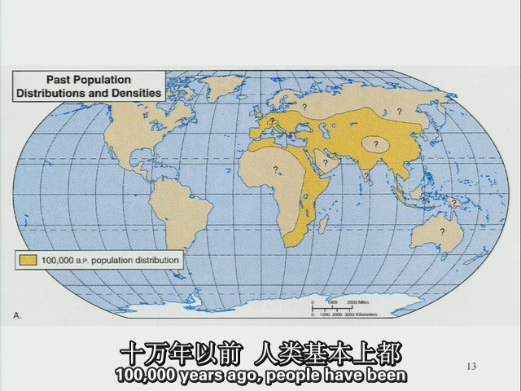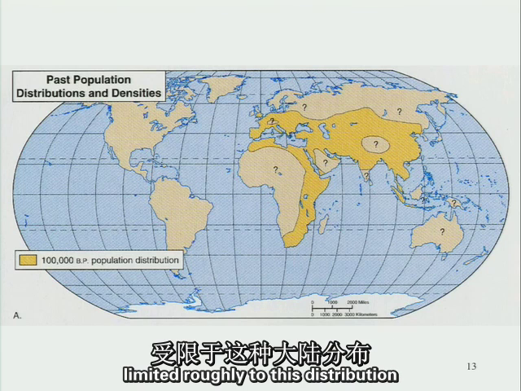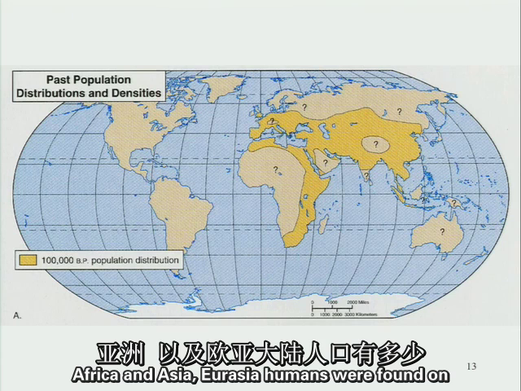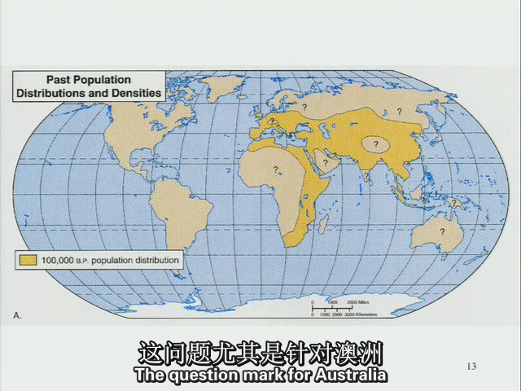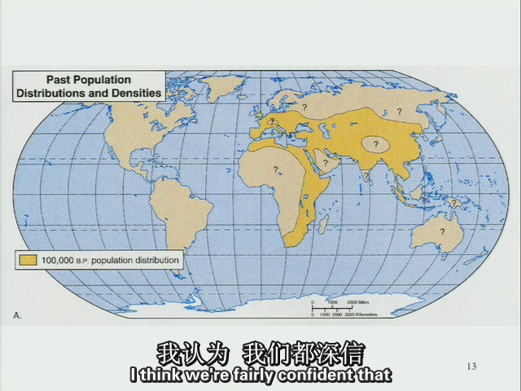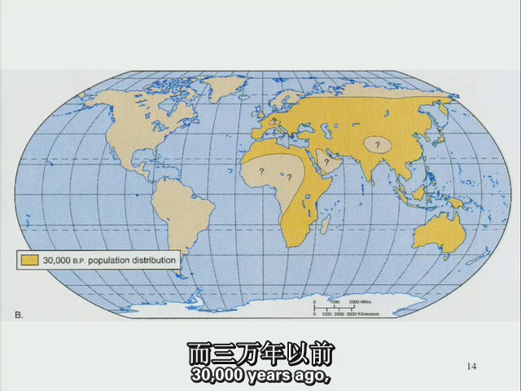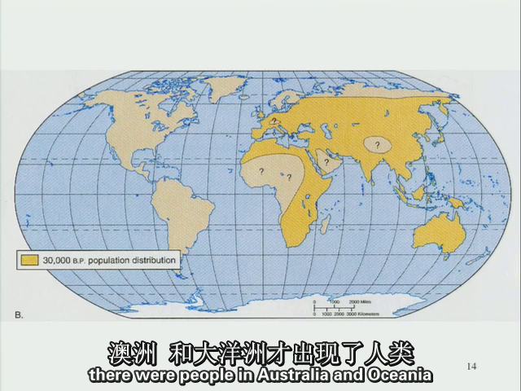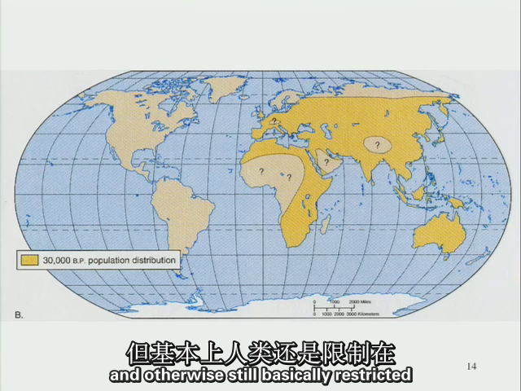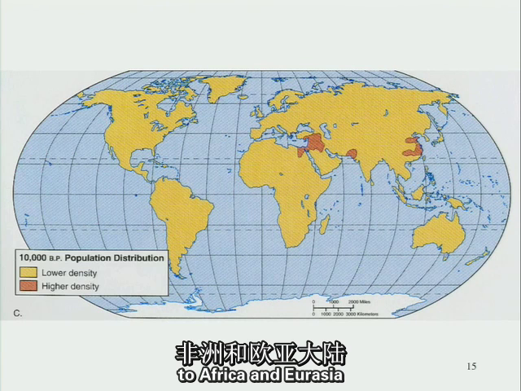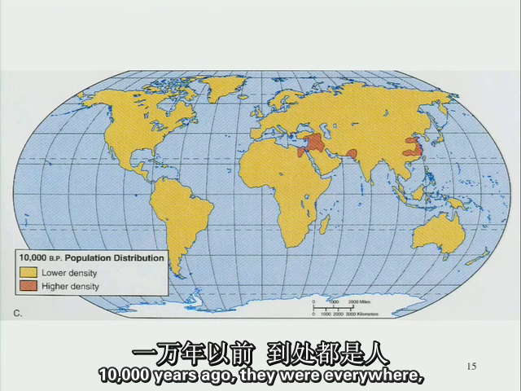100,000 years ago, people had been limited roughly to this distribution. We're not sure about how much more of Africa and Asia, Eurasia, humans were found on. The question mark for Australia, I think, is actually somewhat misleading. I think we're fairly confident that there weren't people there at that point in time. 30,000 years ago, there were people in Australia and Oceania, and otherwise still basically restricted to Africa and Eurasia. 10,000 years ago, they were everywhere.